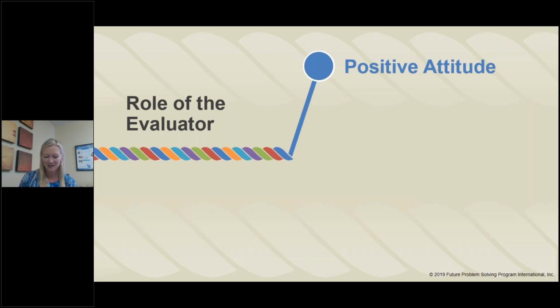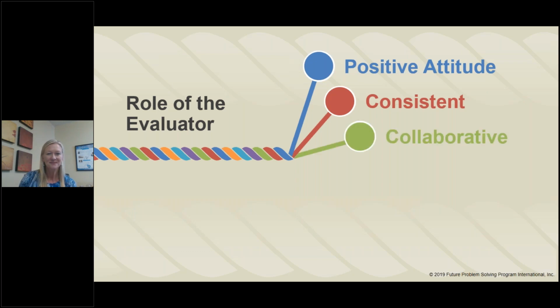That's important in all things we do with kids, but especially when evaluating global issues problem solving. It's very important to be consistent. Consistent not only within your evaluation of each of the steps, but it's also very important from our aspect that we are consistent in providing feedback and evaluation to students that across the board follow the same guidelines. That's why we do value those evaluation guidelines to aid in that consistency.